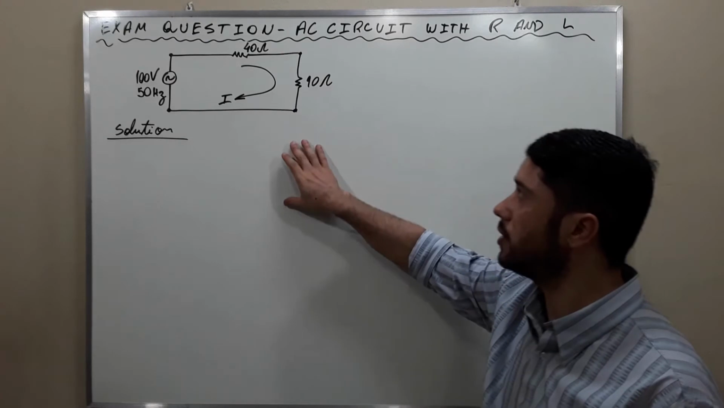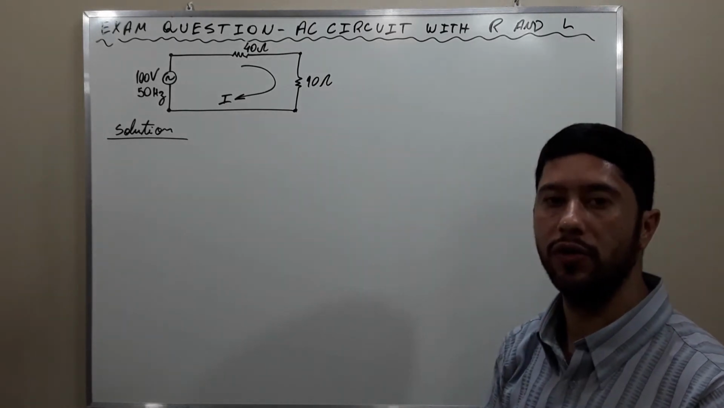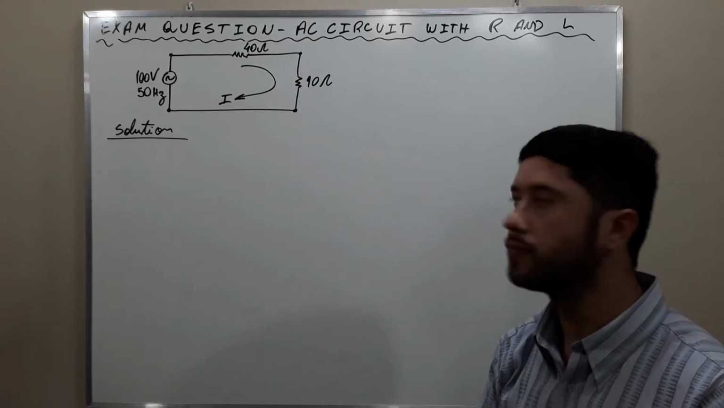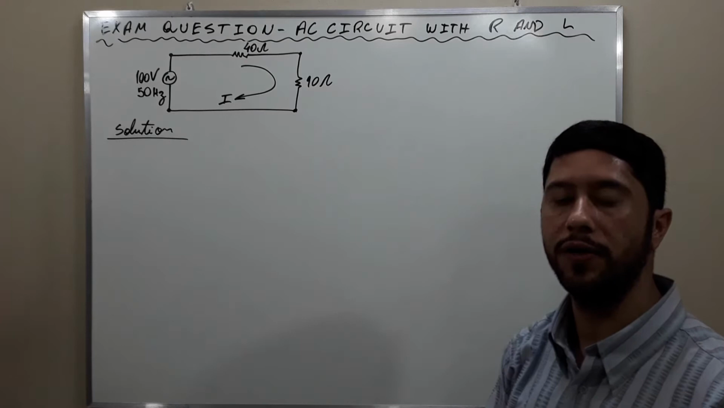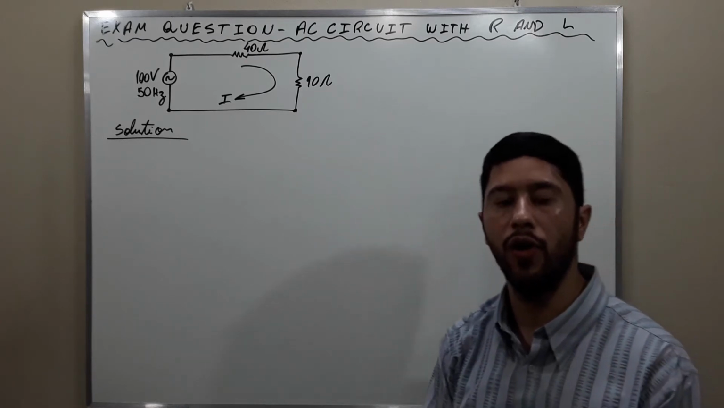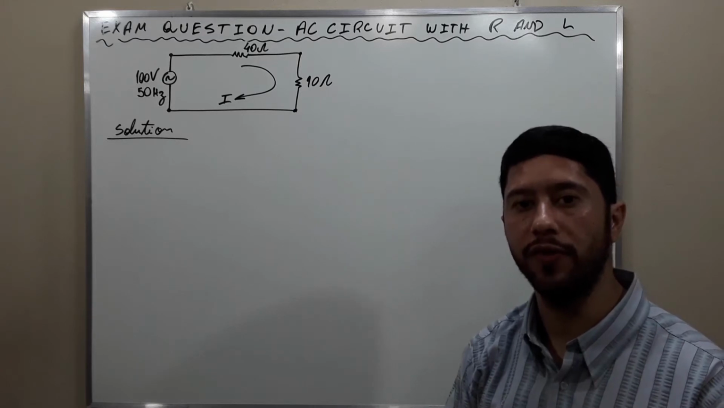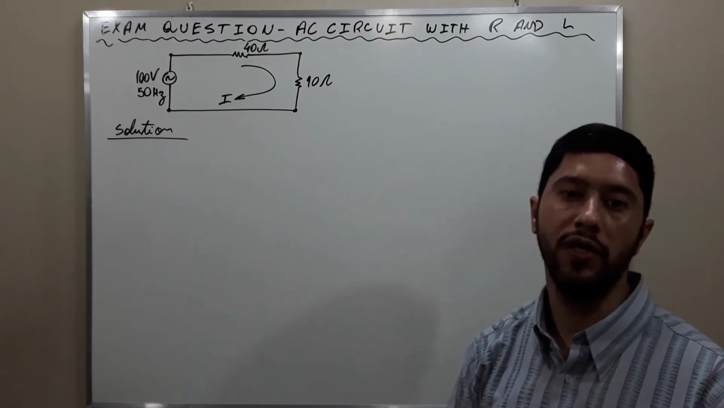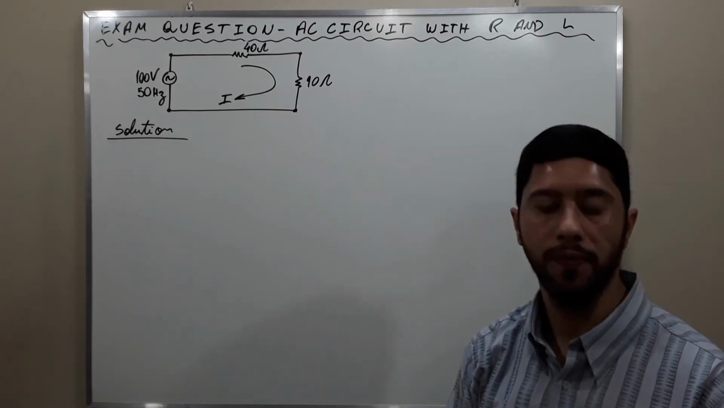The question is about the circuit with two resistors and one sinusoidal voltage source. If we replace the 10 ohms resistor by an inductor, what would be the value of the inductance so the magnitude of the current is preserved? Okay, my friends, this is the question. Let's go to the solution.